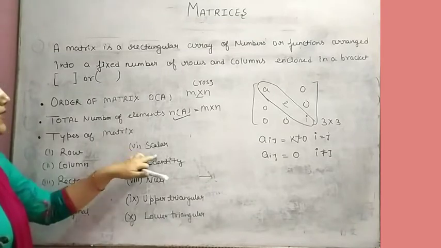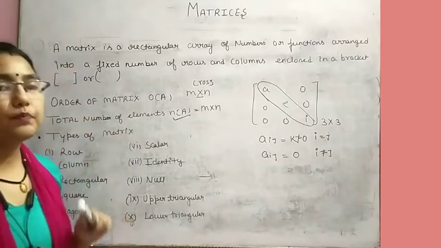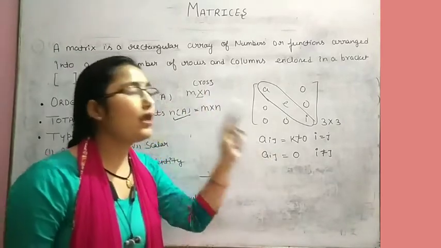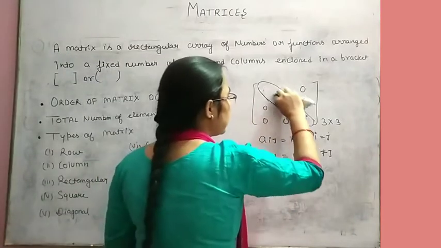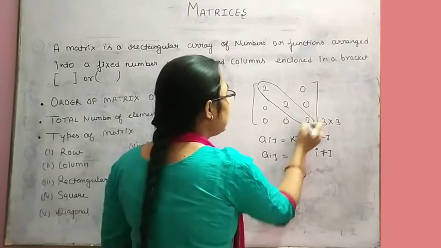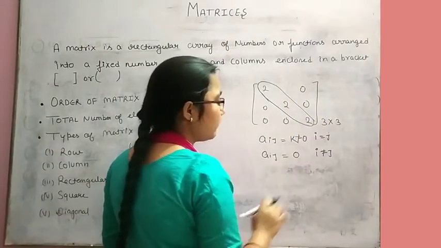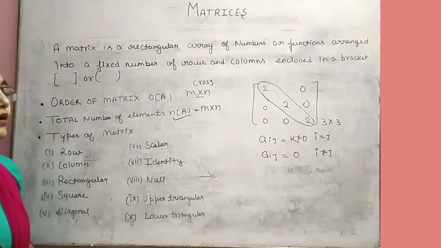Next, scalar matrix. In scalar matrix, the principal diagonal elements are all having the same value. Any value but all having the same value, and the non-principal elements are 0.